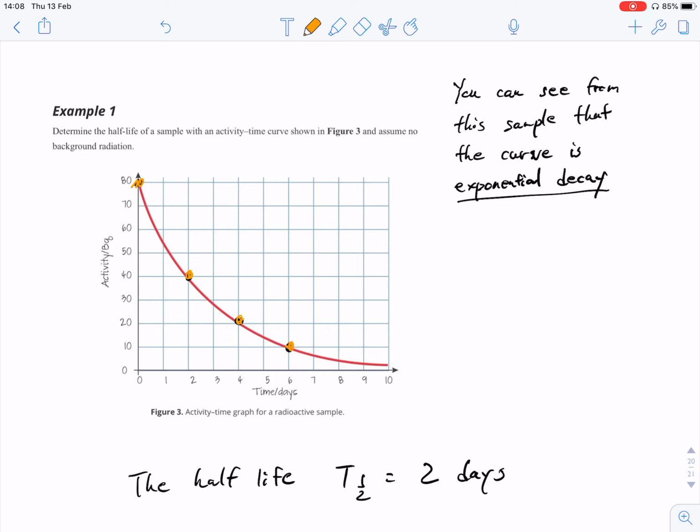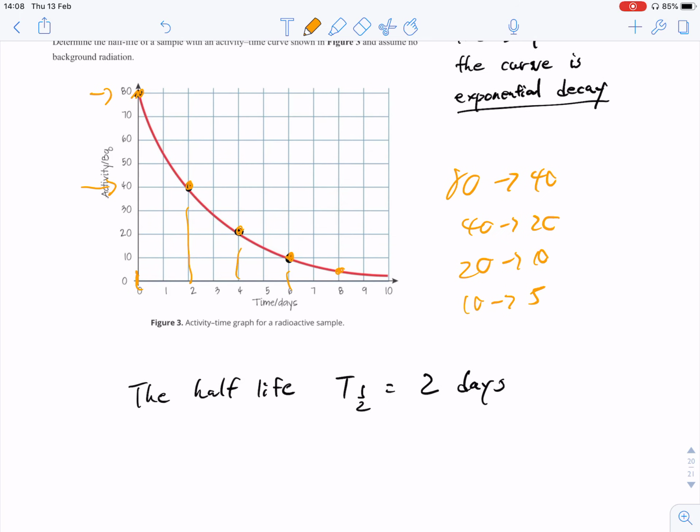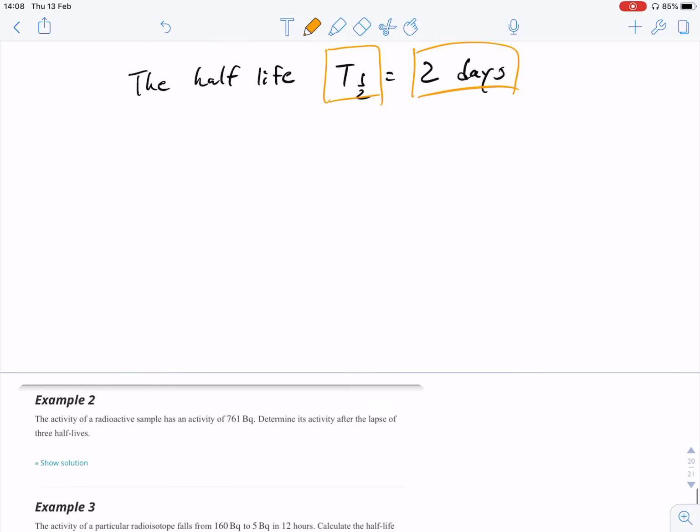What we're looking at is how long it takes for a sample to halve. So 80 to 40, 40 to 20, 20 to 10, and if it was long enough, from 10 down to 5. And that is right about there or so. If we look at each of those, it takes roughly 2 days for that to happen. So we write the half-life as T 1/2. The half-life is 2 days. That's a notation that we're going to be using.